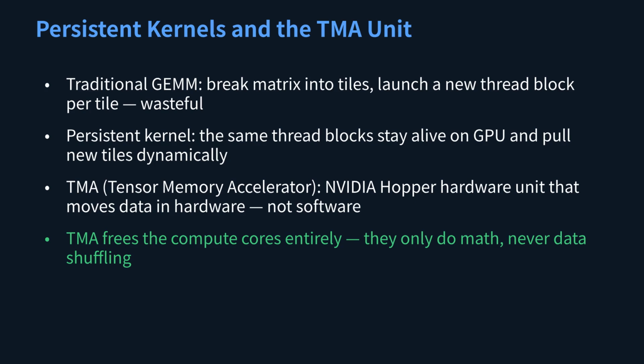A persistent kernel instead keeps the same thread blocks alive on the GPU the entire time, pulling in new data tiles dynamically until all the work is done. To move that data from global memory into the compute units, DeepGEMM uses a special hardware component on NVIDIA's Hopper GPUs called the Tensor Memory Accelerator, or TMA. The TMA handles multi-dimensional data transfers in hardware, freeing up the actual compute cores to focus exclusively on doing math.